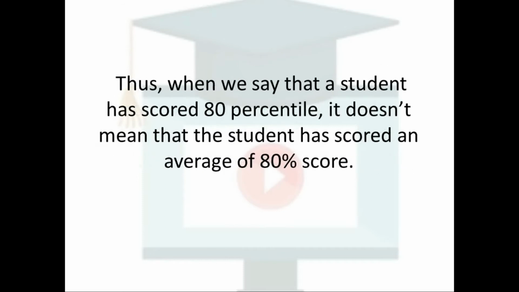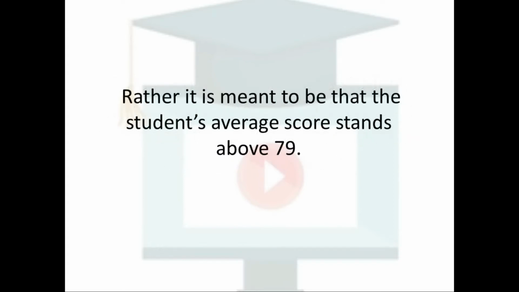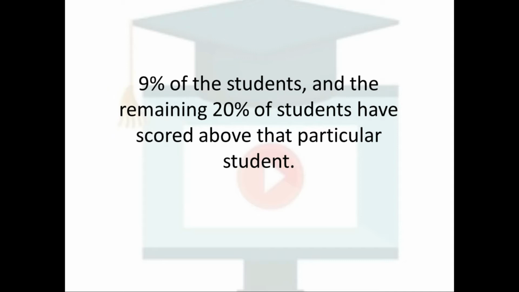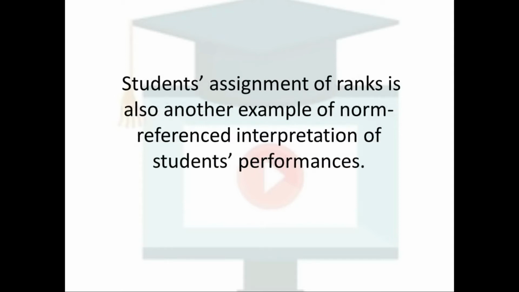Thus, when we say that a student has scored 80 percentile, it doesn't mean that the student has scored an average of 80% score. Rather, it is meant to be that the student's average score stands above 79.9% of the students, and the remaining 20% of students have scored above that particular student.